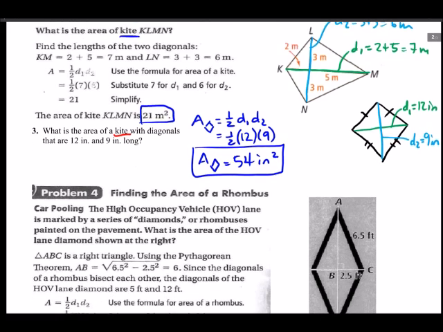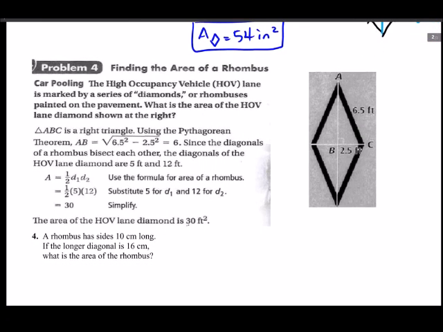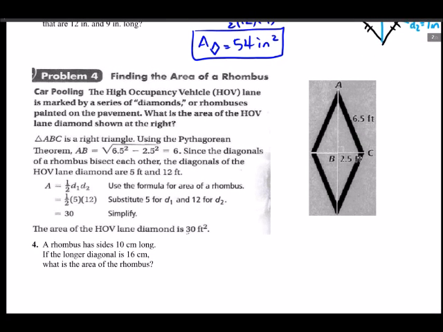All right, let's move on to our last example here. This is going to be an example that you want to pay attention to and remember because it uses a lot of good stuff. These are the diamonds that are painted on the roadways. And these are rhombuses. That means all of our sides are congruent. We know this is a rhombus, so all of these sides are congruent. And we are given these measurements. This side here is 6.5 feet, and this side here is 2.5 feet.